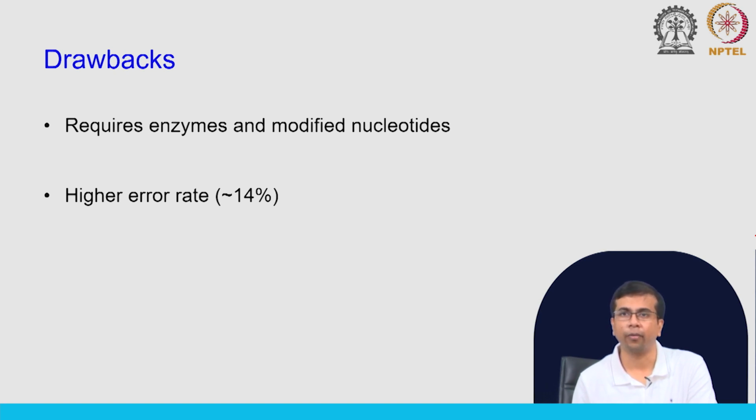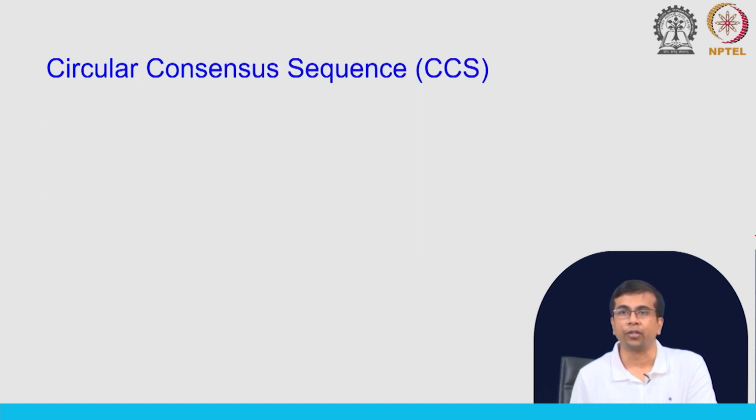Okay. And why is that the case? What we think is that the polymerase being exposed to light affects its proofreading activity. To circumvent this issue of higher error rate, a method has been developed called the circular consensus sequence, or CCS.